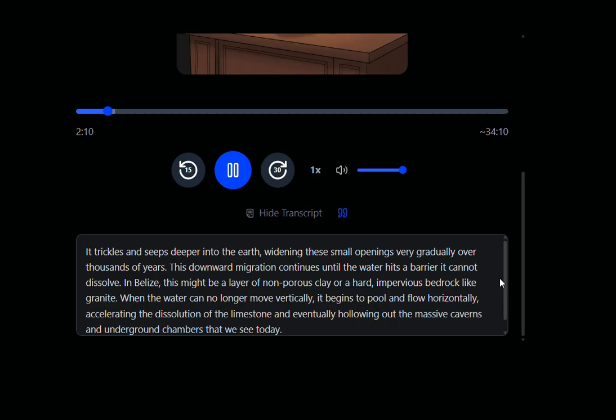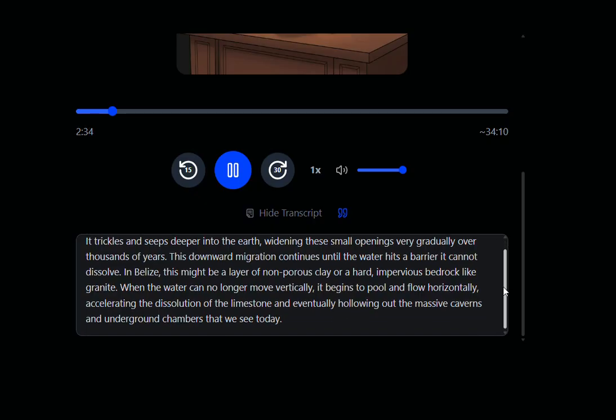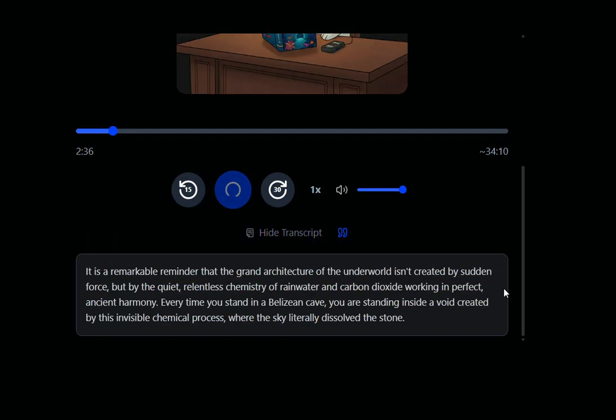This downward migration continues until the water hits a barrier it cannot dissolve. In Belize, this might be a layer of non-porous clay or a hard, impervious bedrock like granite. When the water can no longer move vertically, it begins to pool and flow horizontally, accelerating the dissolution of the limestone and eventually hollowing out the massive caverns and underground chambers that we see today.